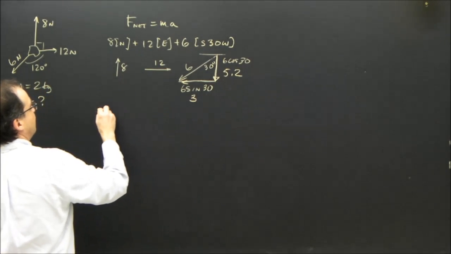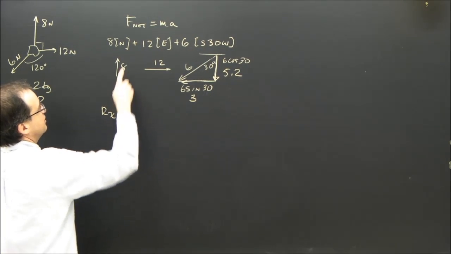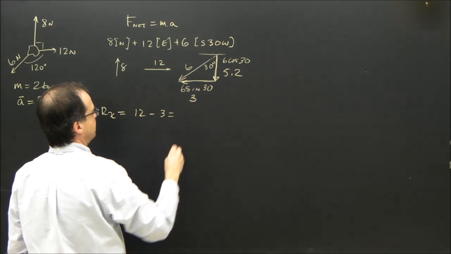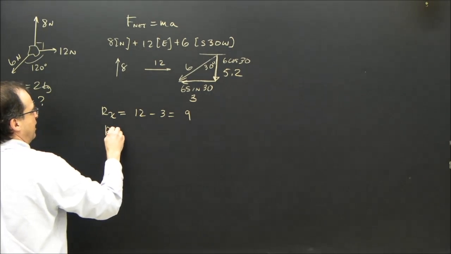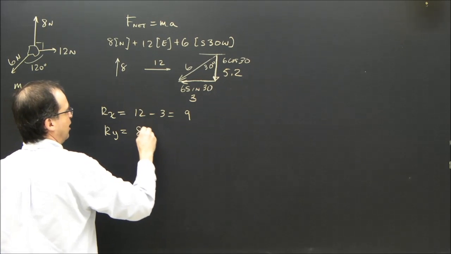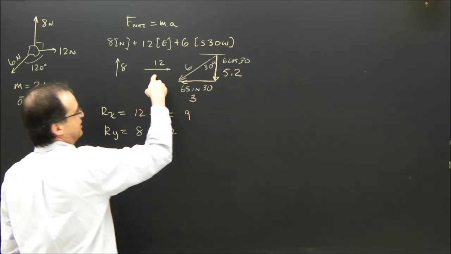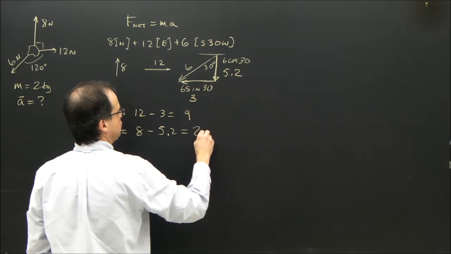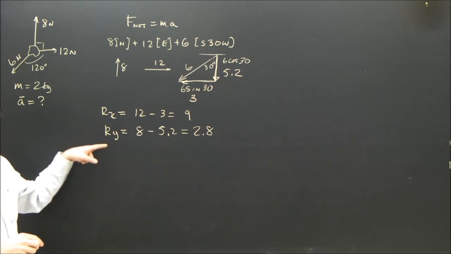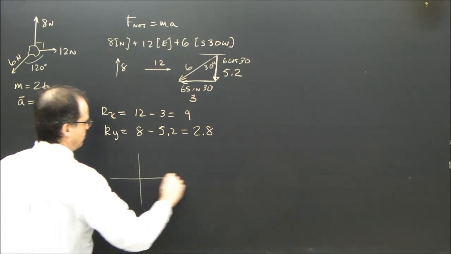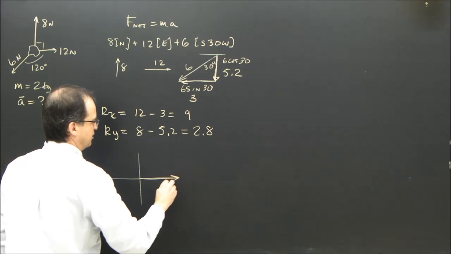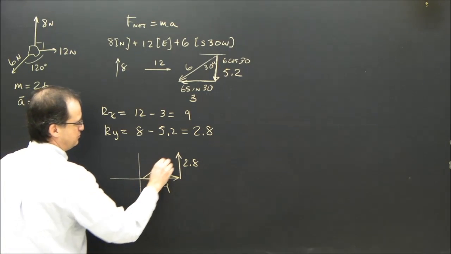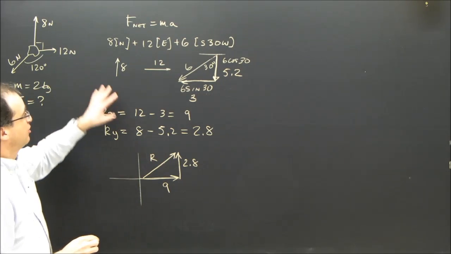So when I add up vectors, I find the result in the x is, well, that has no x components, 12 to the right minus 3. 12 minus 3 is 9. Now I'm adding up all the ones in the y direction. That's 8 up minus 5.2, because this one does have a y component, and it's down, so it's negative. So that is 2.8. So there are my two components of the resultant. I need to draw them and figure out what the resultant is. It's 9 to the right, 2.8 up.